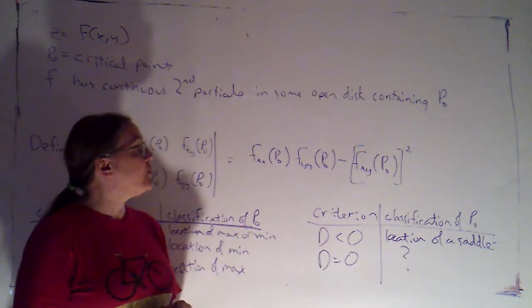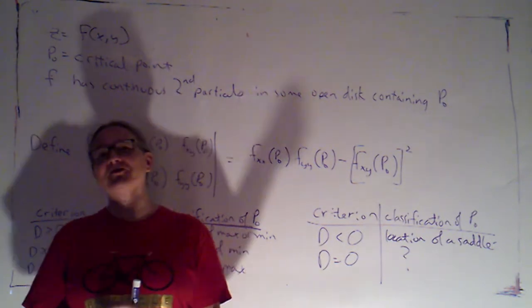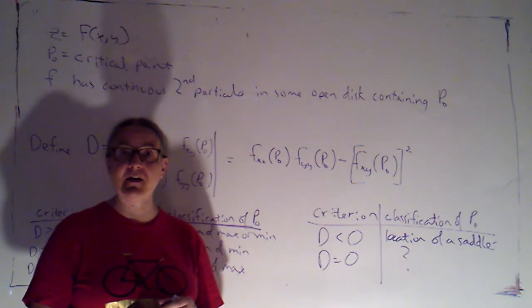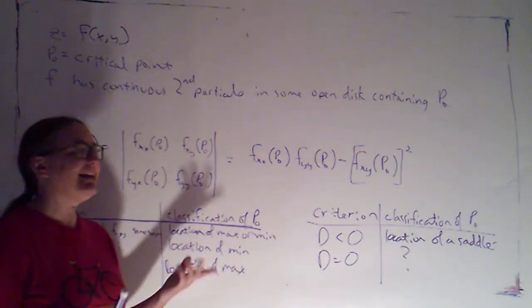If you're asked just to do what you can with the second partials test, a perfectly acceptable answer is the second partials test is inconclusive for this particular point. Just make sure you demonstrate why that's the case. Evaluate D at that point and tell me that it's 0.